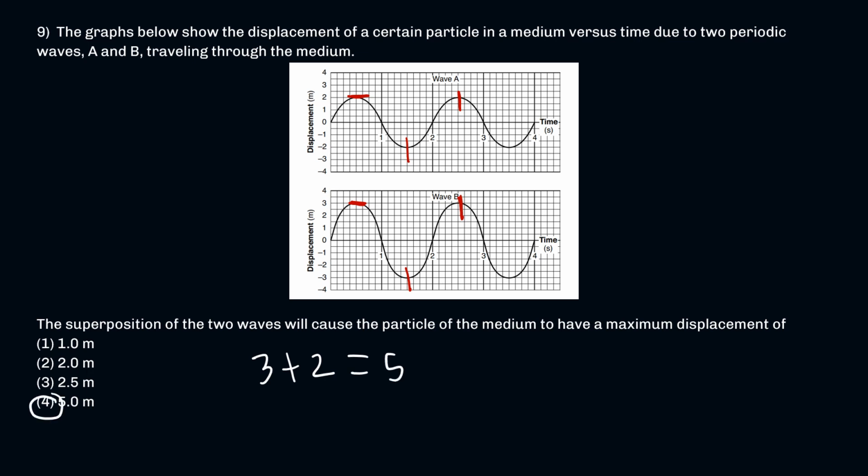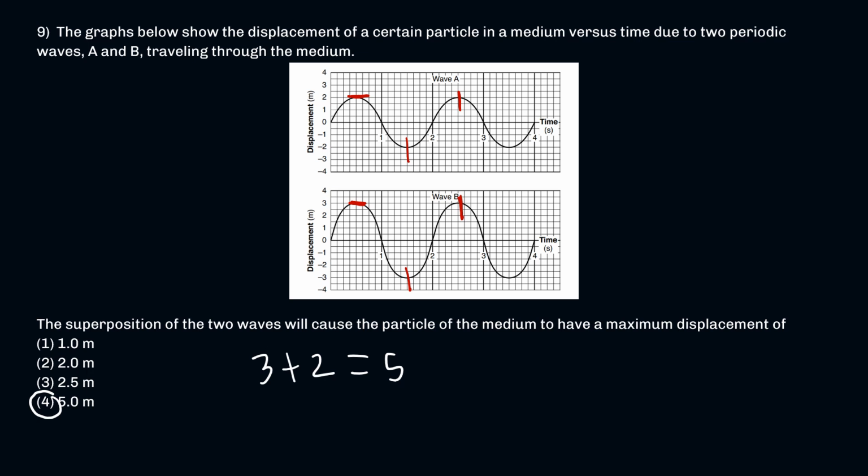And again, the superposition of the waves is just when they move on top of each other. So if they're in phase, they're going to create constructive interference. If they were out of phase, they create destructive interference. So answer choice 4, 5 meters, because the 3 and the 2 will be your answer here.